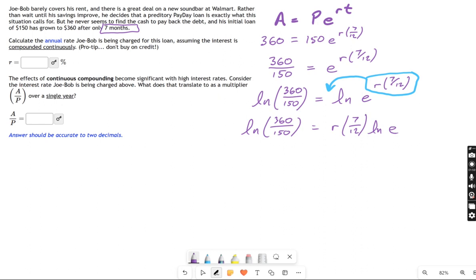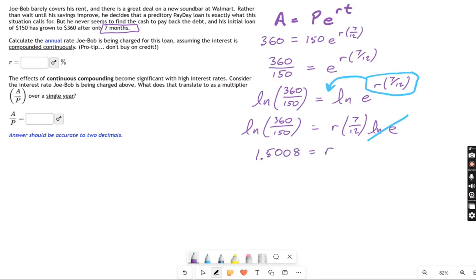natural log of e. And why natural log is so convenient is because this crosses off. It's just equal to 1. So all I have to do in my calculator now is run the natural log of 360 divided by 150. Okay. Times 12 divided by 7. Okay, great. So I find that r is equal to 1.5008.